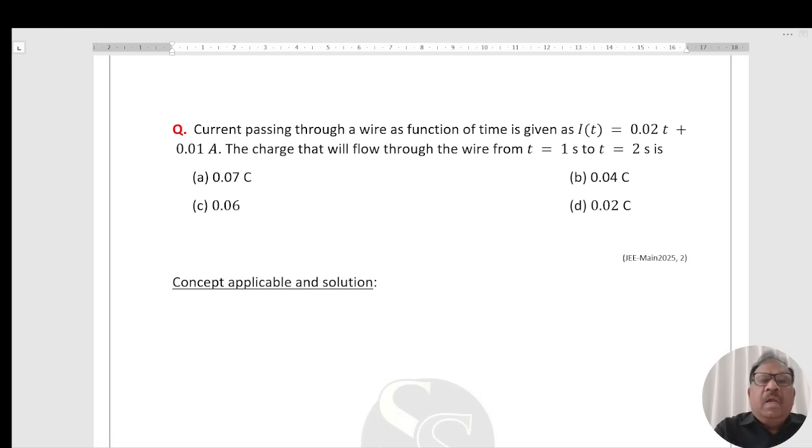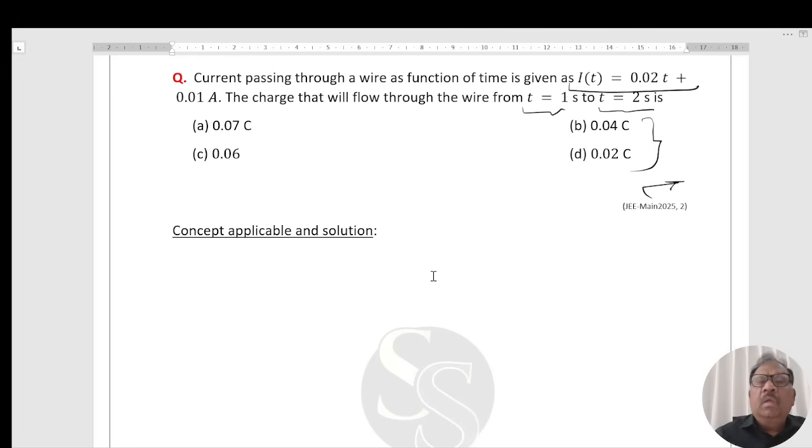Question is, current passing through a wire as a function of time is given by I(t) equal to 0.02 t plus 0.01 ampere. The charge that will flow through the wire from t equal to 1 second to t equal to 2 seconds. Four options are given, one of the options is correct. Question is taken from JEE Main 2025.